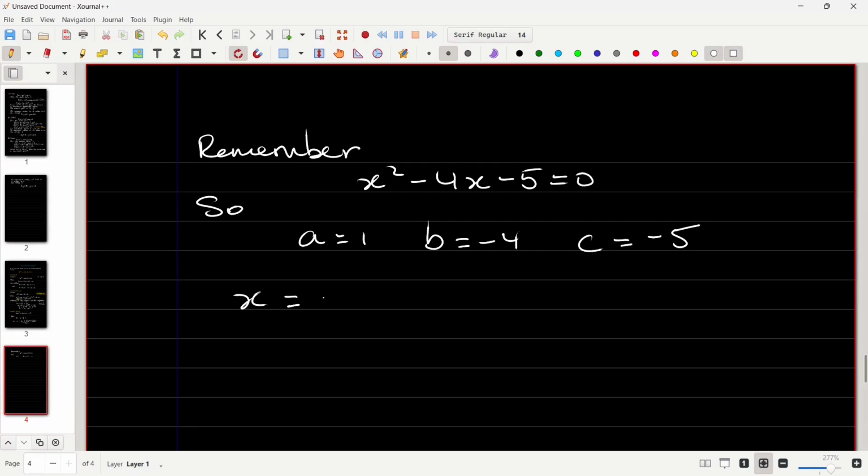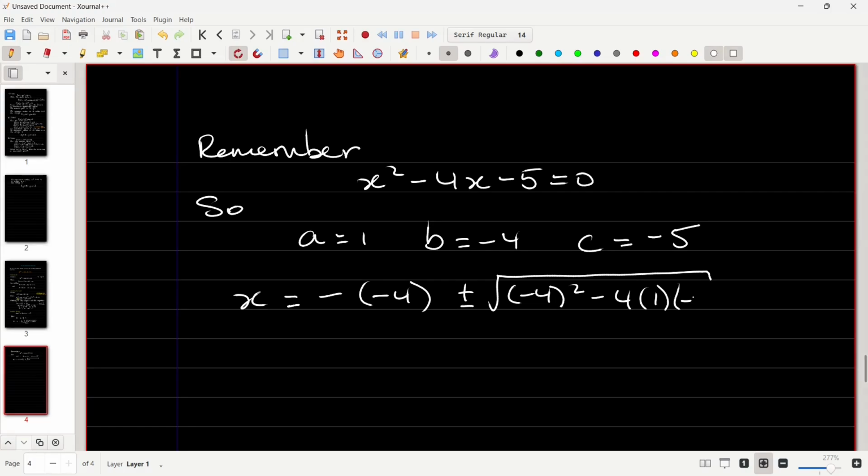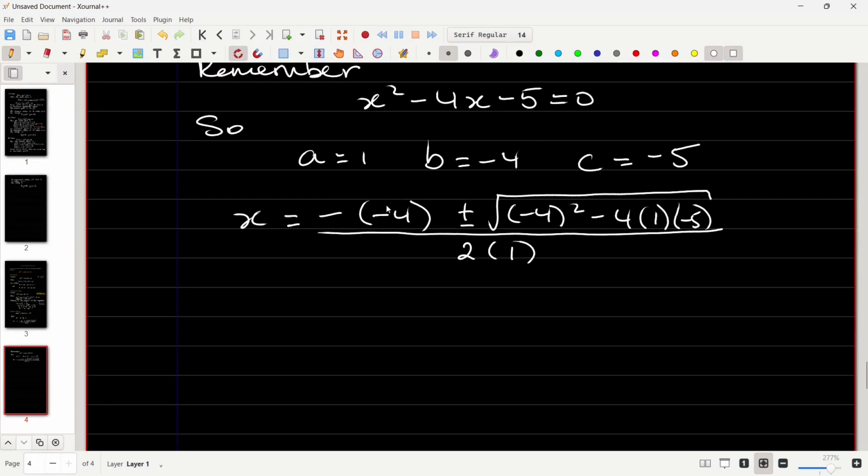Therefore, x would be equal to minus of minus 4 plus or minus the square root of b squared, which is minus 4 squared, minus 4 into a into c, close bracket, divide by 2 into 1. We solve that and we'll get our answer.